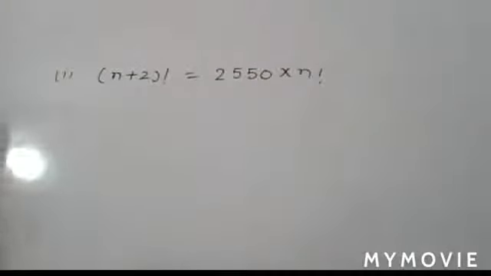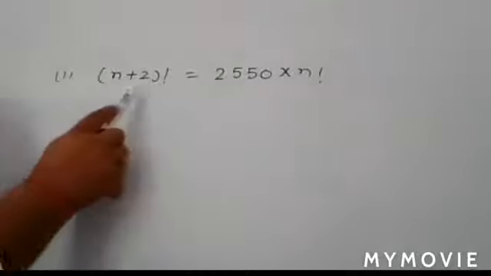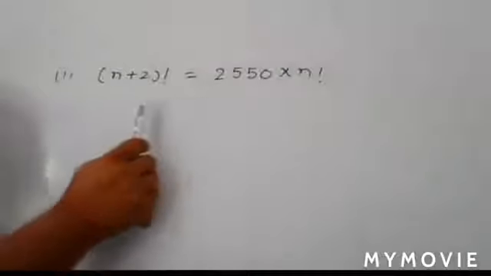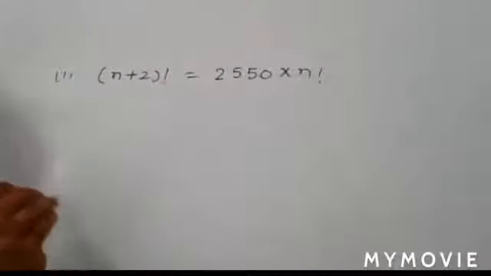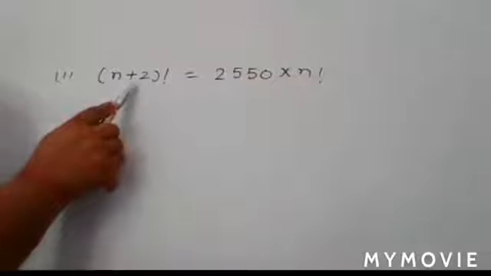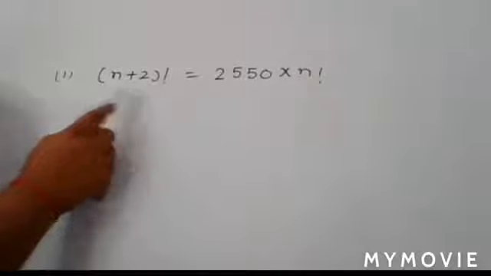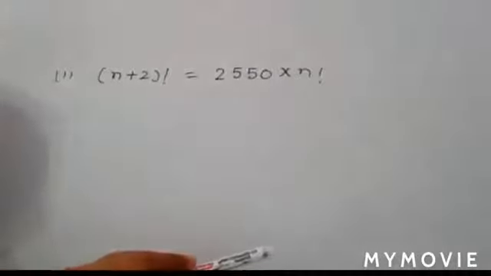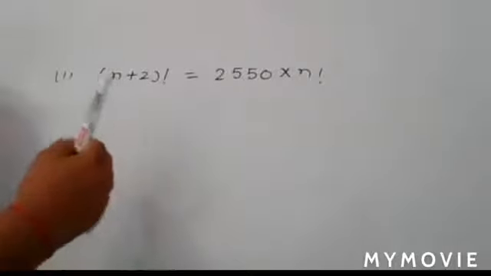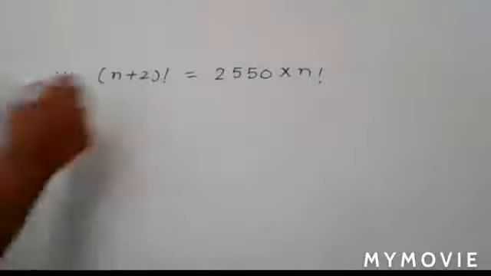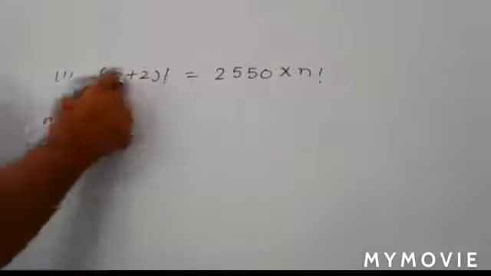Find the value of n if (n+2)! is equal to 2550 into n!. So what you do here, you only have to look at the factorial with the greater number. So (n+2)! is greater than n!, so you expand (n+2) up to factorial n. If the factorial n occurs, you apply the factorial sign there. Understand?